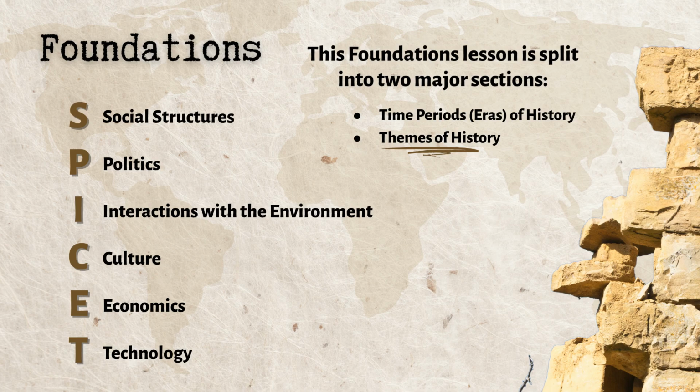This Foundations unit begins with chronology and then shifts to themes. First, we will move through major periods of world history so you can see the basic sequence of events and developments. After that, we will revisit history through the 6 AP World Themes, often remembered with the acronym SPICE-T: social structures, politics, interactions with the environment, culture, economics, and technology. These themes help us connect societies that may be separated by thousands of miles or hundreds of years. As we work, think about how the same theme can appear differently in different places and times.